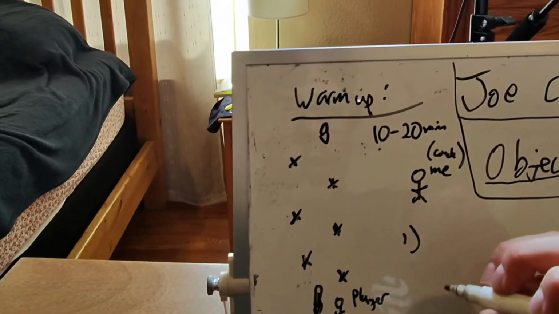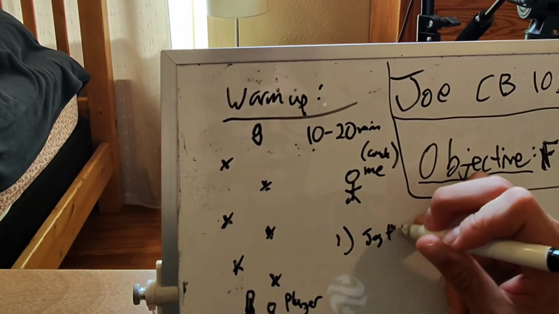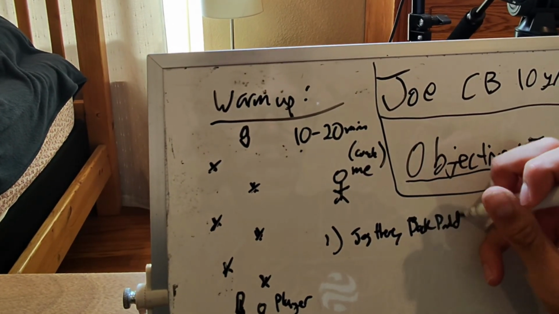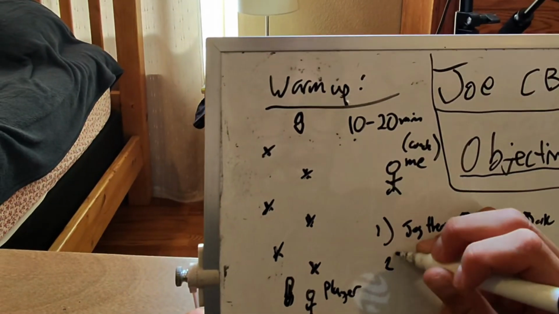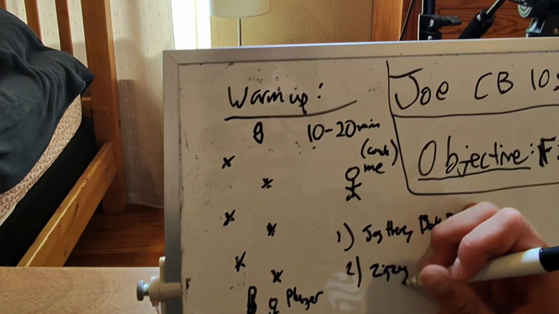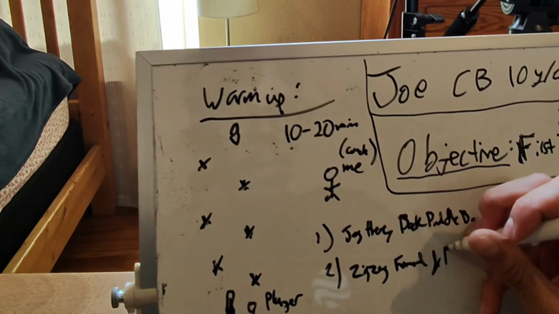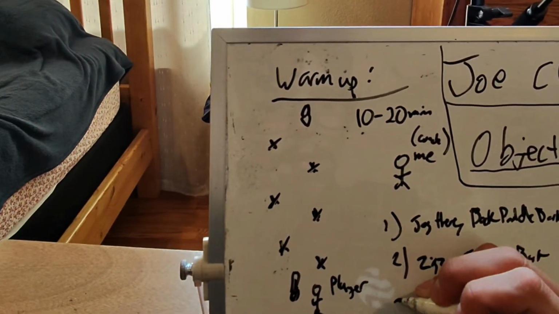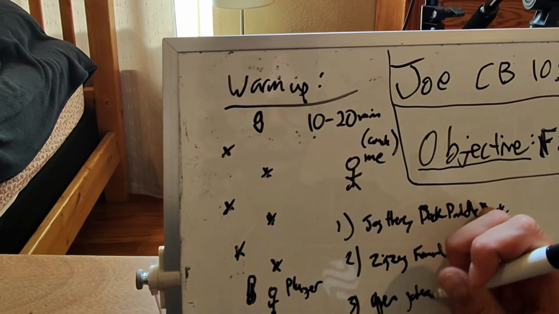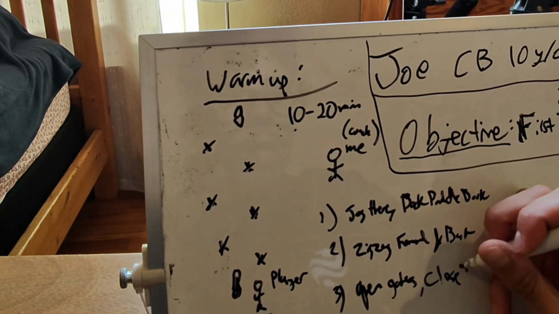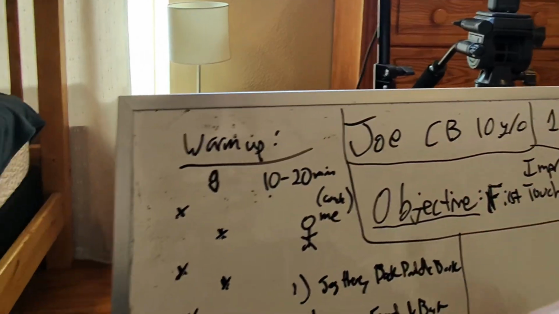And this is what we're gonna do. First thing, jog there, back, paddle, back. Perfect. Then we're gonna zigzag forward and back from the cones just to get the blood flow going. And then we'll open the gates, close the gates on the way back. That is the first part of the session.